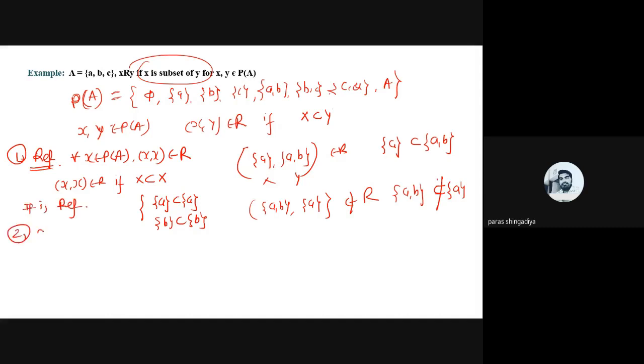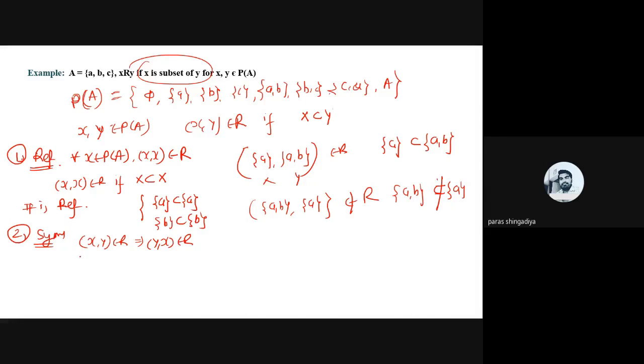Second one is the symmetric condition. So in symmetric you have to check that if (x, y) belongs to R, this implies (y, x) should also be in R. Okay, you have to prove this. If (x, y) is in R, then its symmetric form (y, x) should also be part of R.